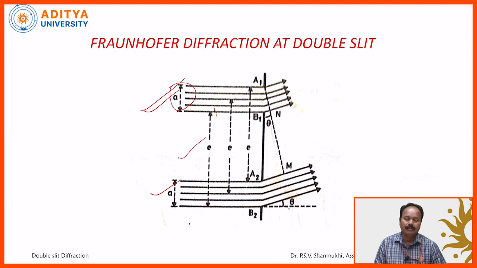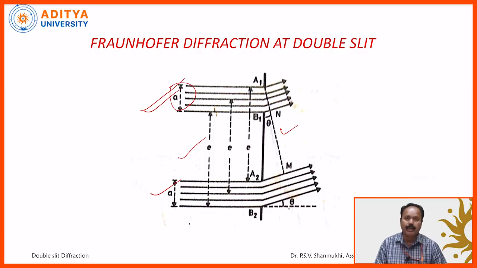Generally diffraction means bending of light rays, bending of light rays into the geometrical shadow of an obstacle. Here the light rays are entering the slit and they are bending. Here the angle of deviation is theta. Each one can be considered as a single slit, and later we combine these two effects.